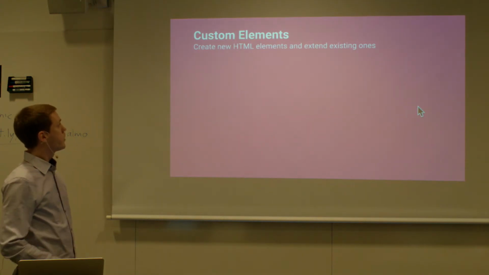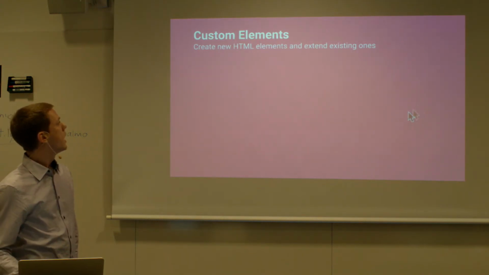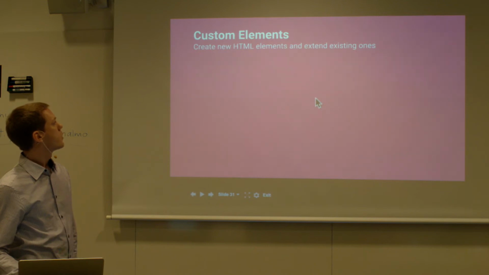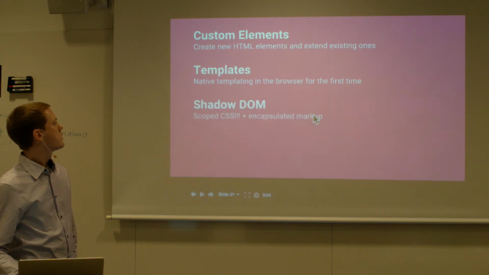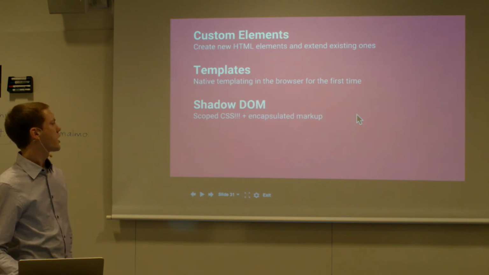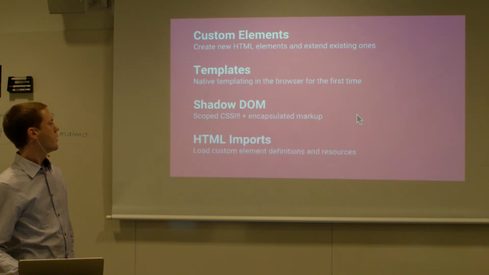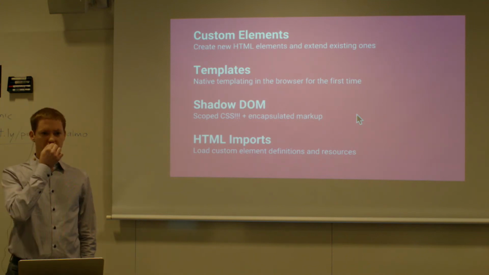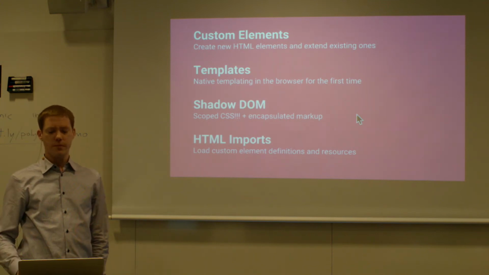So, what do we have? Well, custom elements. Create custom elements and extend existing ones. You have templating, native templating, and you have the shadow DOM with a very cool scoped CSS and very componentized, encapsulated markup. You have HTML imports that handles the dependency chain.